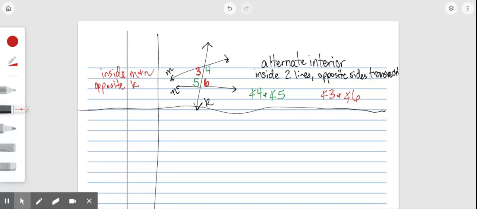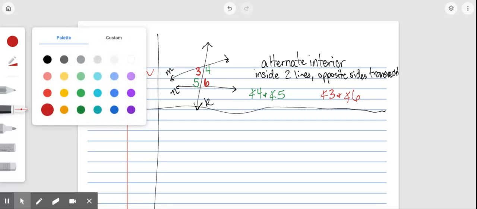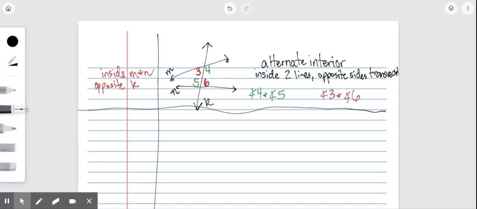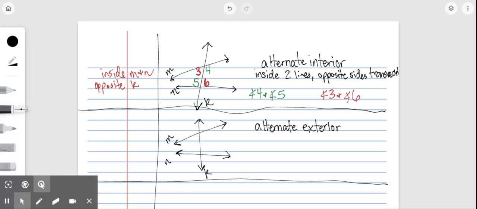Okay, alternate interior. All right, let's try the next one, and it's going to be alternate exterior now. Alternate exterior are just like alternate interior, but notice this time it's exterior, which means they're outside the two lines and on opposite sides of the transversal.